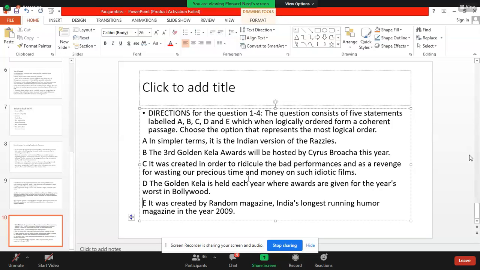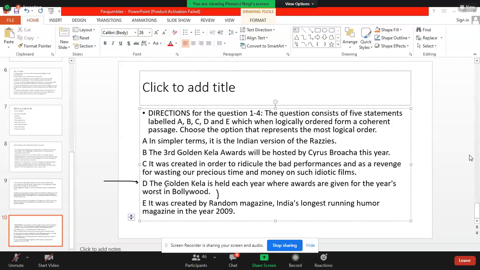So here, students, you have to understand that the opening sentence. Please listen to me, everybody. Yeah, Shreya has given me the correct answer. Very good. That opening sentence, students, is more like a general statement. Okay. In this case, it is answer option D. The Golden Kela is held each year where awards are given for years worst in Bollywood.